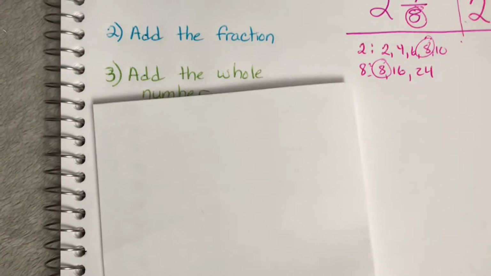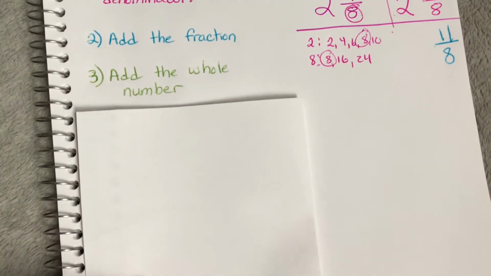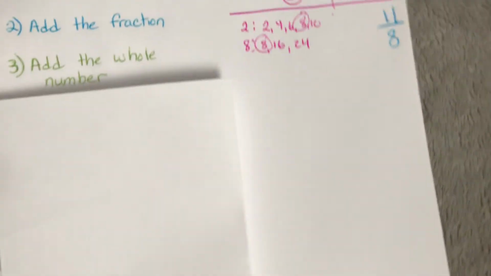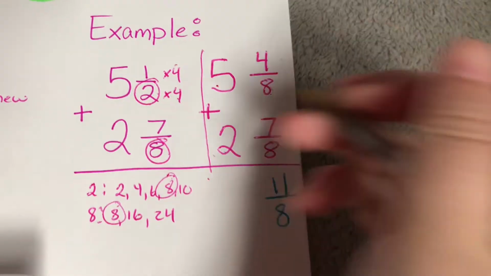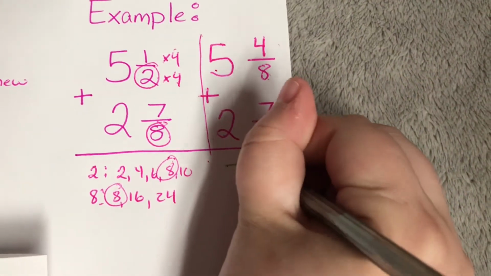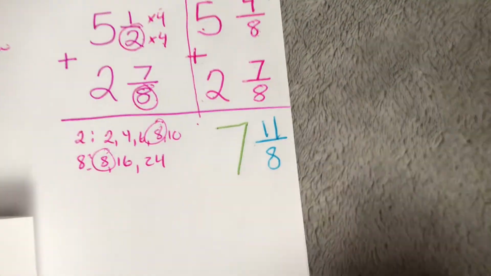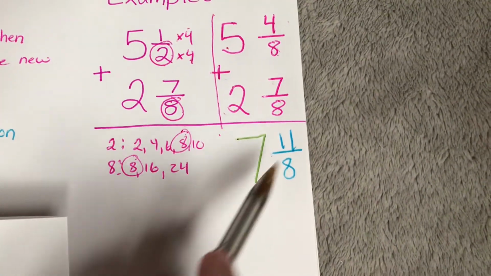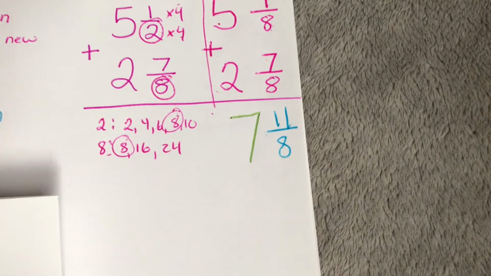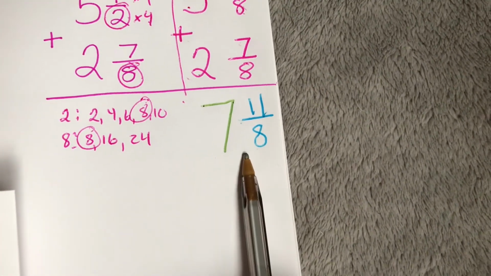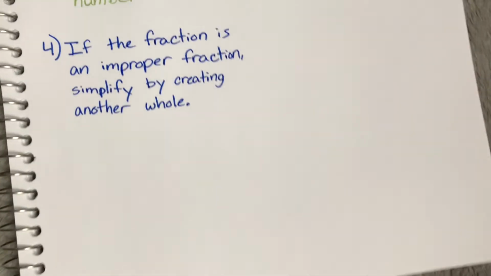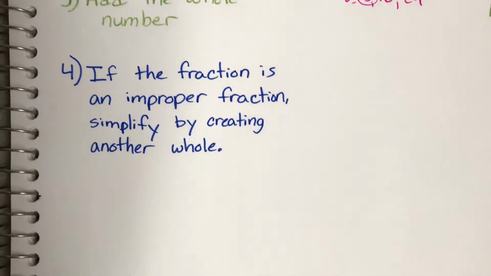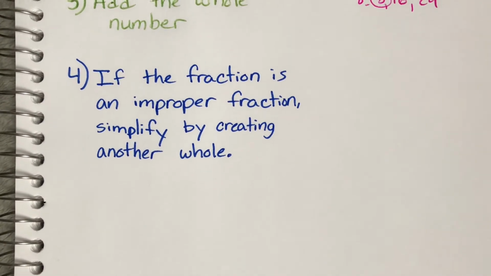Alright. Step 3 is to add the whole numbers. So our whole numbers, 5 and 2. 5 plus 2, 7. So currently our answer is 7 and 11/8. But 11/8 is an improper fraction. Okay, so step 4, if the fraction is an improper fraction, simplify by creating another whole.